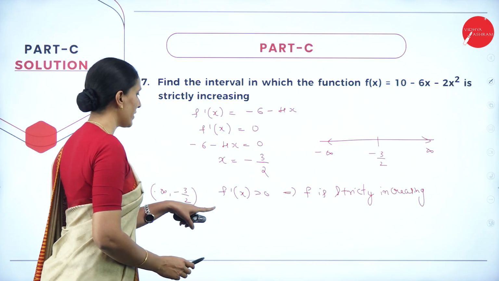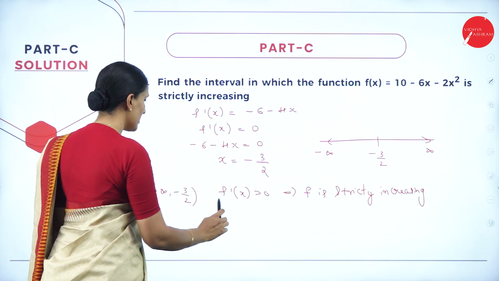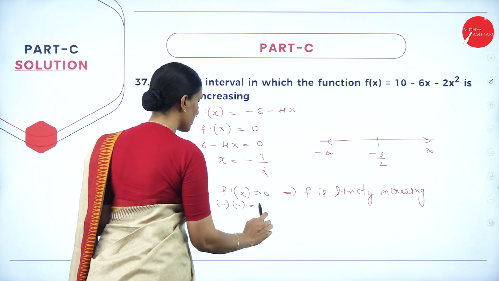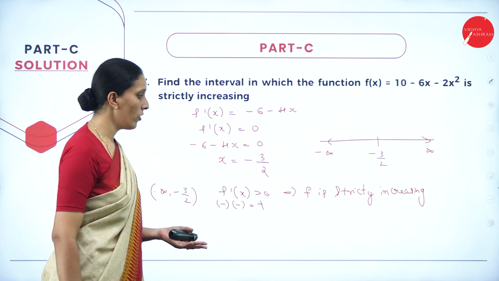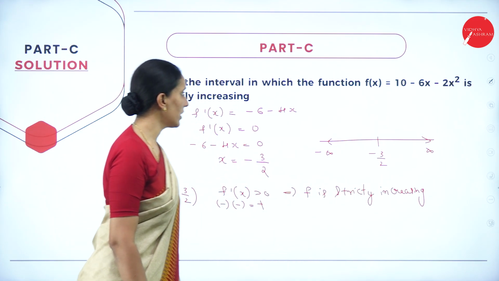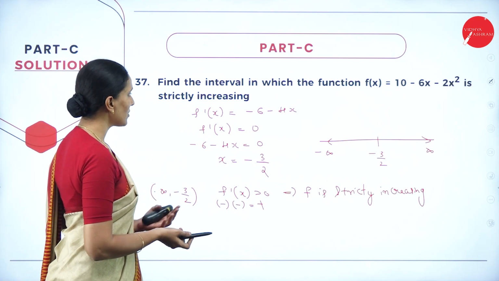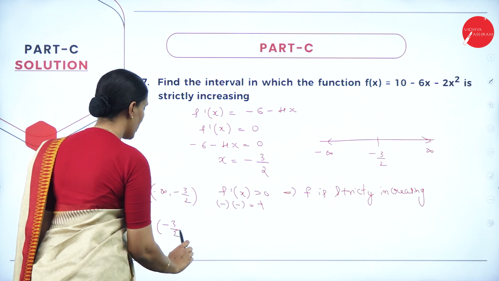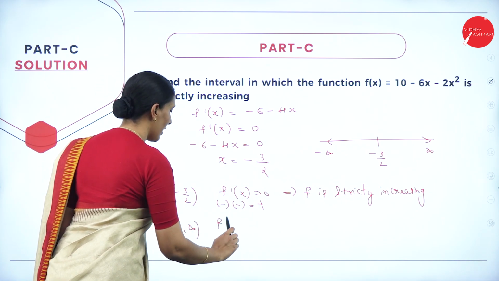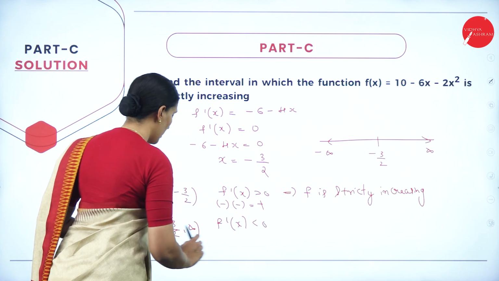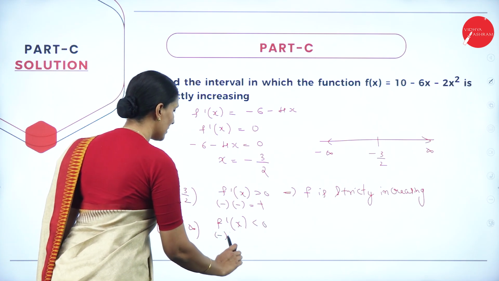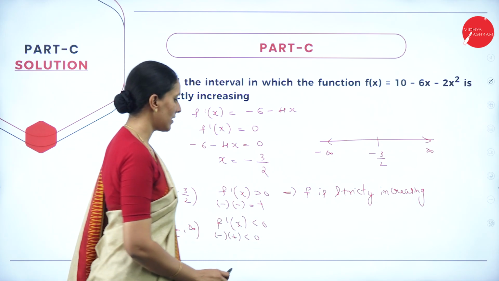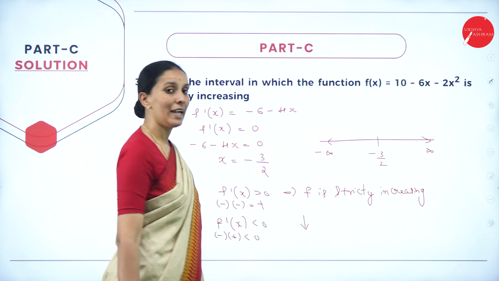So, why is f dash of x greater than 0? Because we have minus and minus of the extremes, which is nothing but plus. So, it's greater than 0. So, obviously, f is strictly increasing in this given interval. So, if they ask us to find the decreasing, we'll write the other interval, that is minus 3 by 2 comma infinity. So, here f dash of x is less than 0 because the extremes are minus and plus, and minus into plus is minus, which is less than 0. So, here the function will be decreasing.